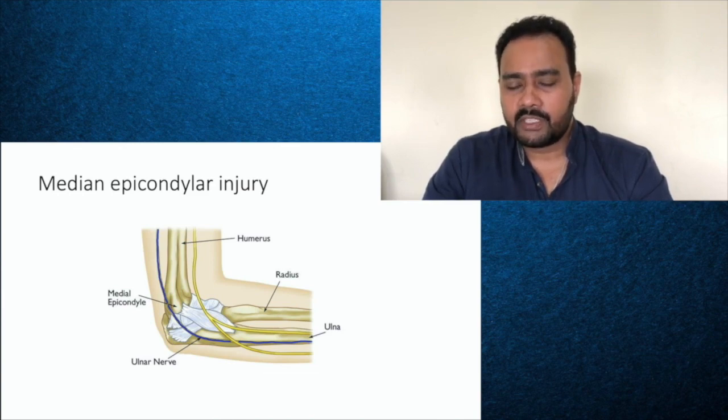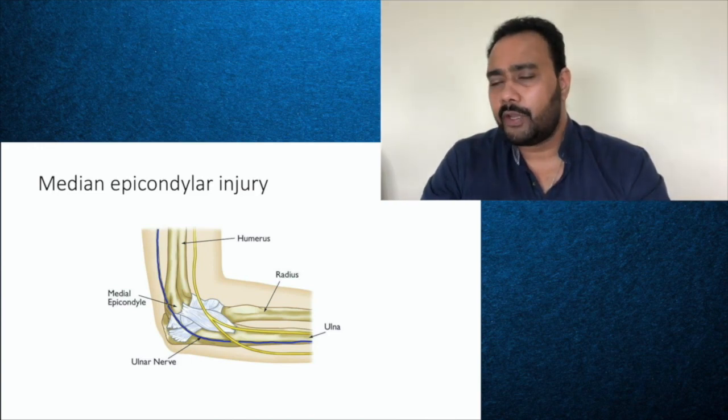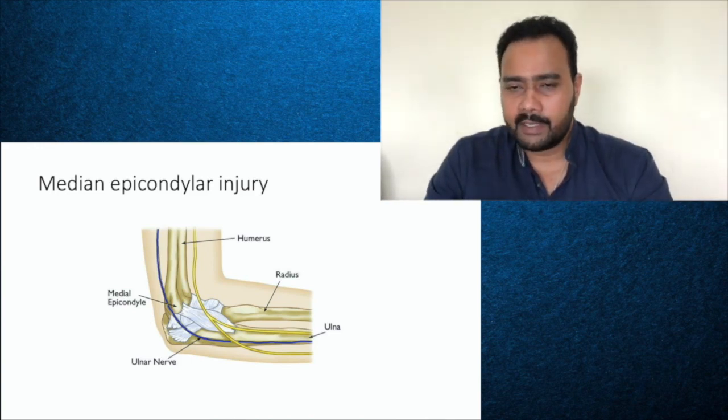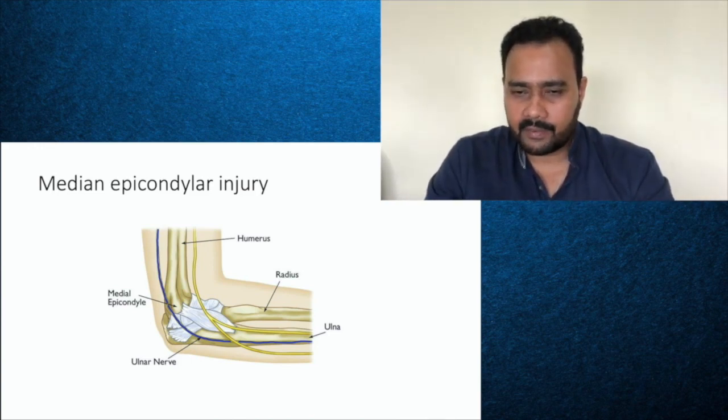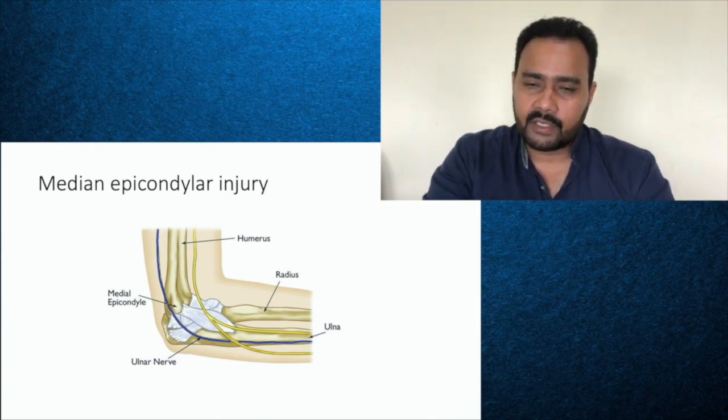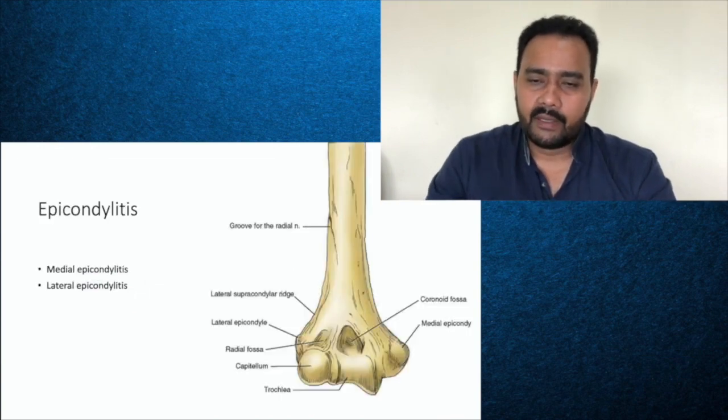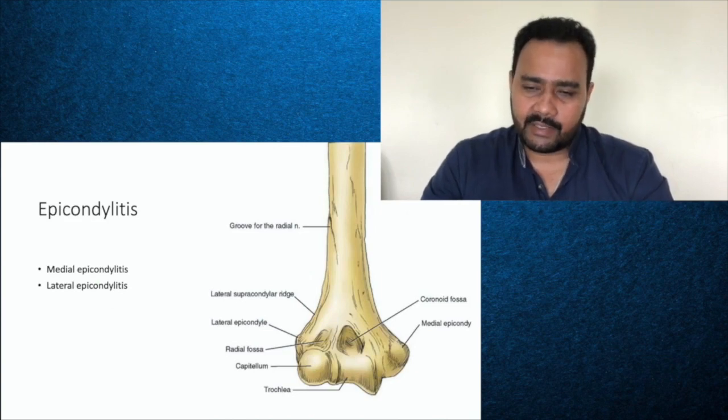There is more chance of damage because the ulnar nerve is very superficial in that region, and it goes behind the medial epicondyle. So anybody who comes with a medial epicondylar injury, you always check whether the ulnar nerve is intact or not. So the ulnar nerve always needs to be checked. So that is medial epicondylar injury. Then epicondylitis. There is a condition called epicondylitis. What are the muscles arising from the medial epicondyle?